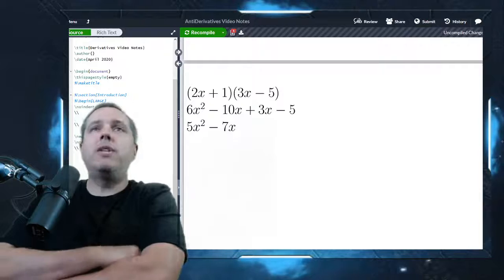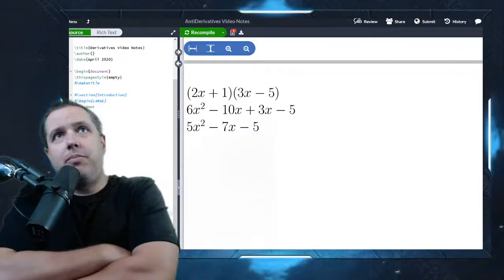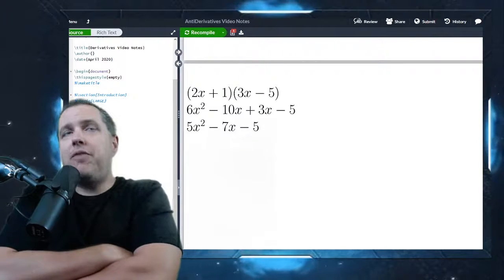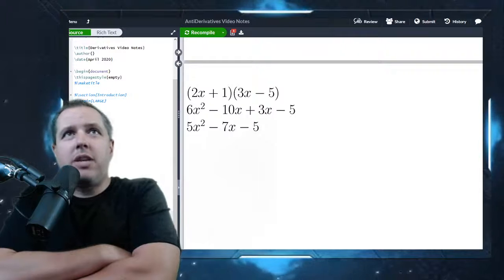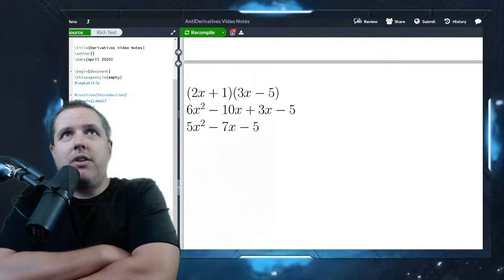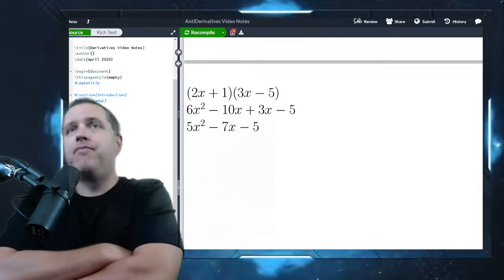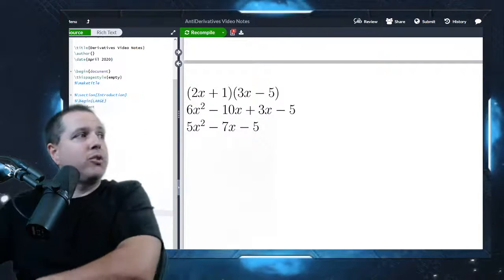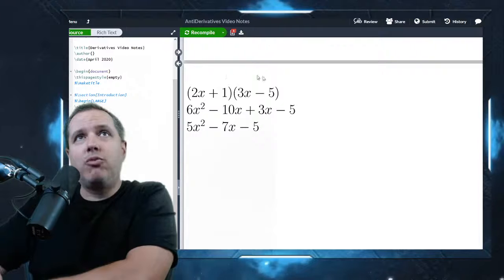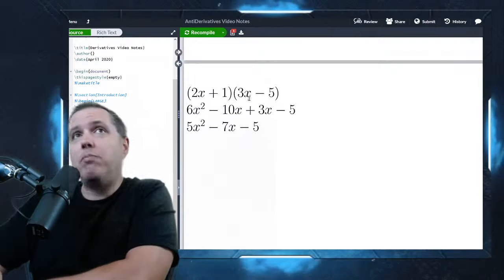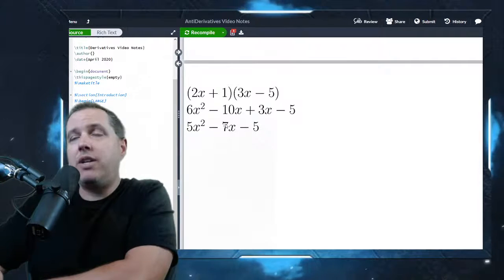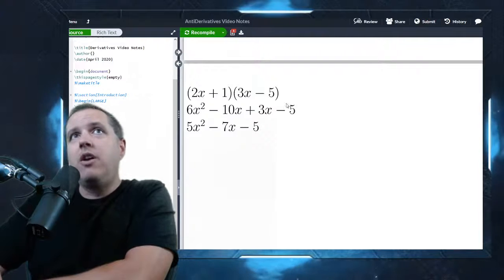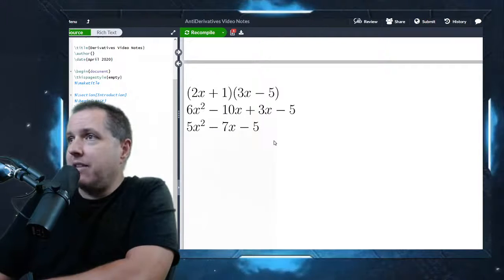So right there, there we go, we see our simplified version of this multiplication. Let me make sure I got that right. Yeah. Okay, so there we've done the multiplication, right? We started with something that was written as a product, and we multiplied it out, and now it's written as a sum or difference. That's multiplication. That's what we did last time.